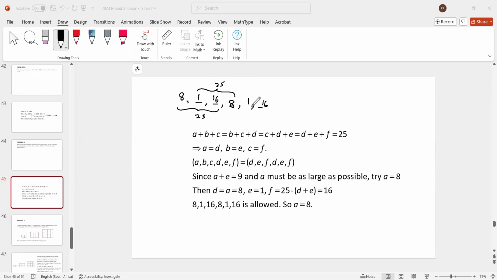The fact that E is 1 forces that there to be 1. Because these three together add up to 25, those add up to 25, and this is... All right, so let's just get on to the next problem.